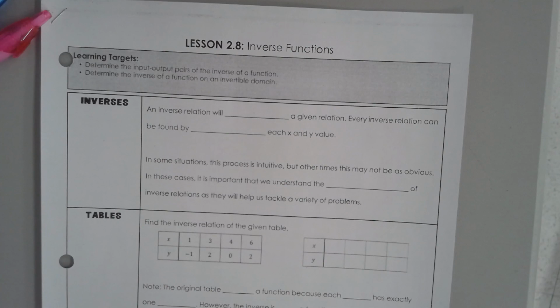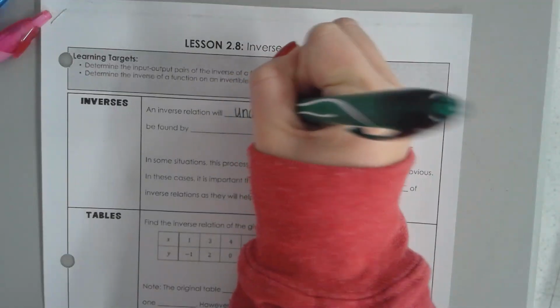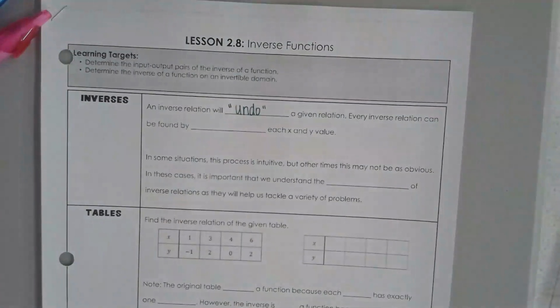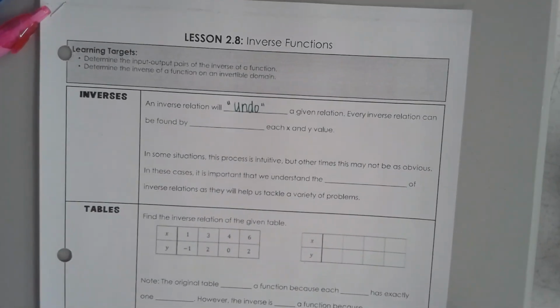So, inverses. Talked about this before. An inverse relation, or an inverse, will undo a given relation. And I'm not using the word function here.